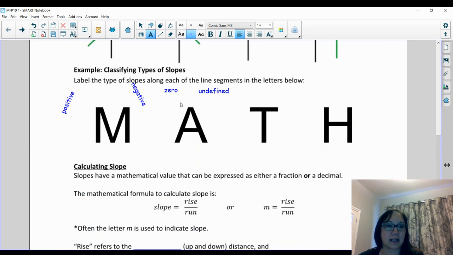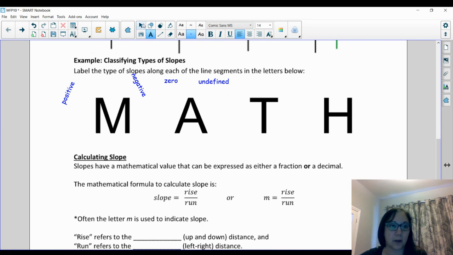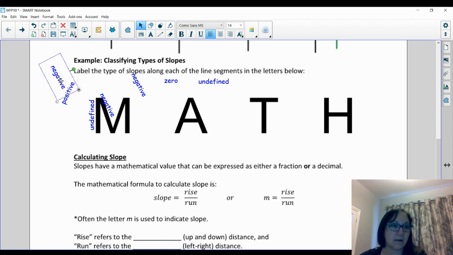Okay, so what we're going to do in this next activity here is classify some different types of slopes. So I'm going to start with the letter M, and each line that makes up the letter M has some kind of slope. So my first one here, this first stem of the M, is actually undefined because it is vertical. So that's undefined. This next one is downhill, so that's negative. This next one is uphill, so that's positive. And then this last one going straight down again is undefined.